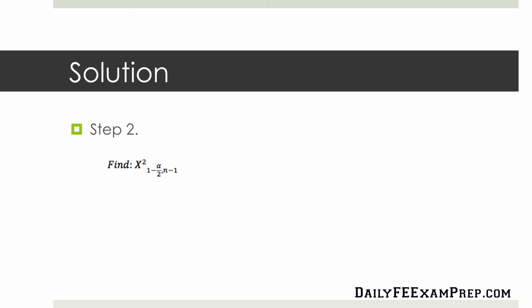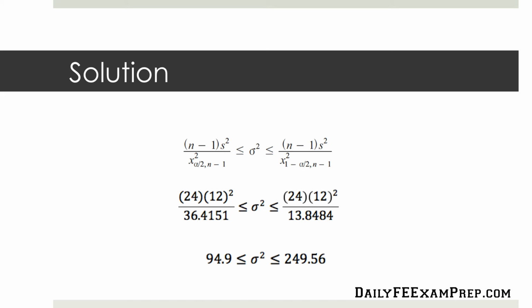Step 2, find chi-squared with 1 minus alpha over 2 and n minus 1. We know what our alpha over 2 value is, and 1 minus that value gives us 0.95. And n minus 1 is still 24. So we go over to our chart on page 45 again and find that the value at 0.95 and 24 is equal to 13.8484.